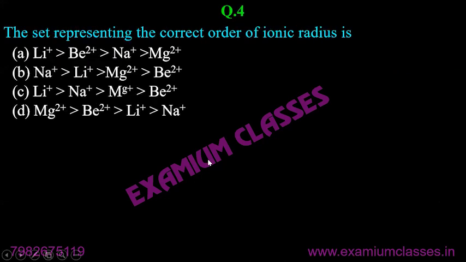Next, the set representing the correct order of ionic radius is, and this is something I have told you, the rule. The rule I have already told you. But still, apart from the rule, you need to use some other concept here as well.